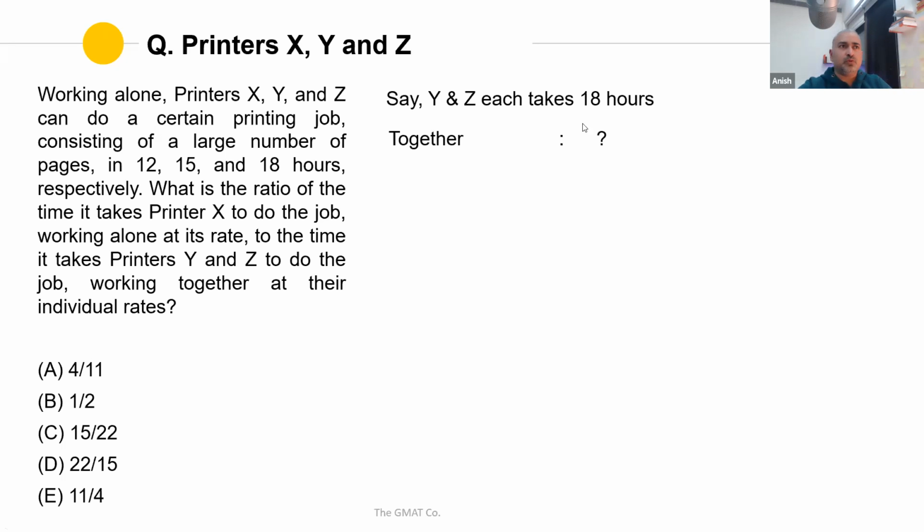Now, if these two machines, these two printers, which take 18 hours each, got together, in how much time would they be able to finish the job working together? Each machine takes 18 hours. How much time would they take to finish off the job working together? They would take 9 hours, half the time. Why half the time? Because in half the time, the first machine would have done half the job, and parallelly, in the same time, the other machine would have done the other half. So combined, they would have finished the work. If the two machines would have taken 18 hours each, working alone, together they would have taken 9 hours.